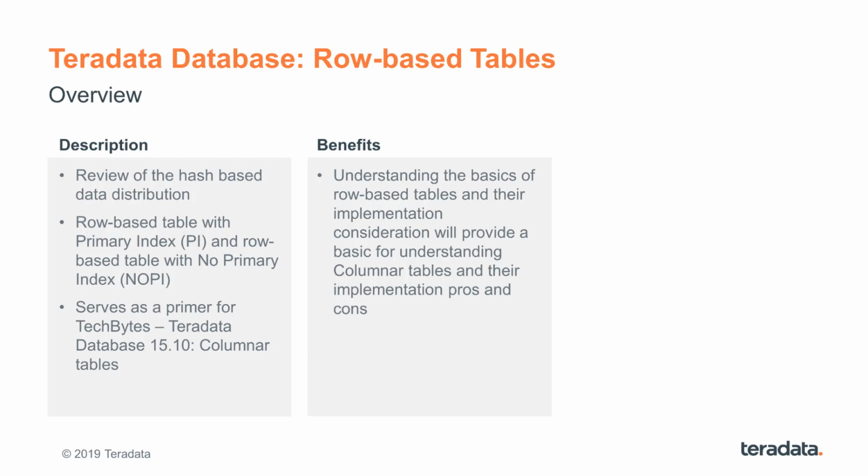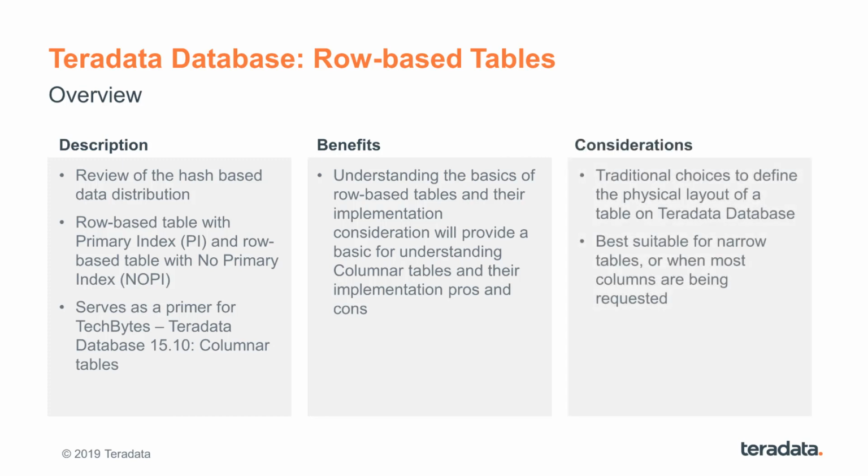Specifically, this will not include a discussion of partitioned primary indexes, PPI. Row-based tables have been the only choices for the physical table layout for a long time, and have recently been augmented by the columnar-based options. PI and no PI tables still suit most use cases, specifically when the tables are small or have only a few columns, or when the queries are asking for most of the columns regardless of the table size.